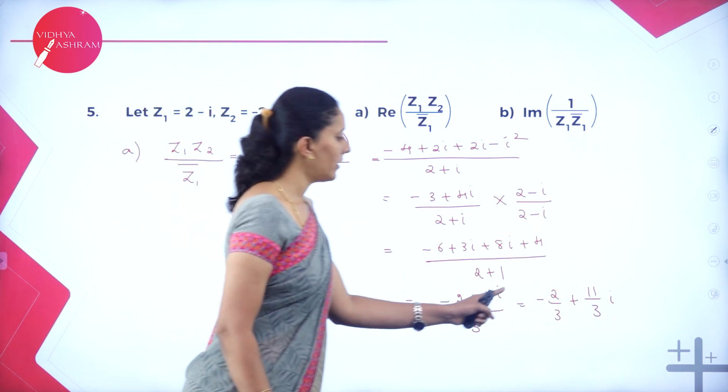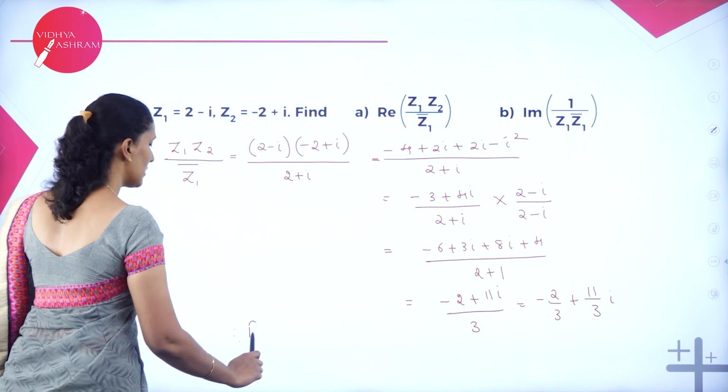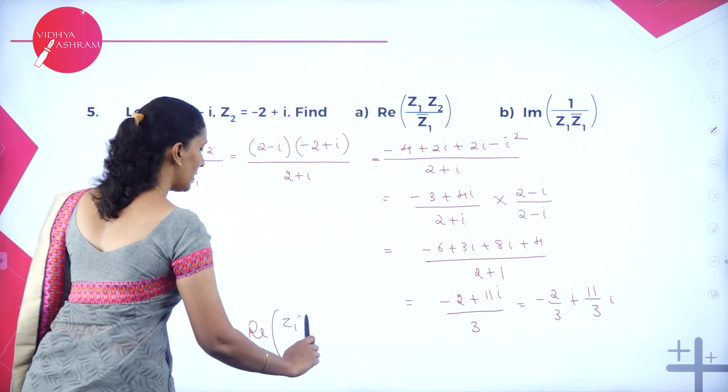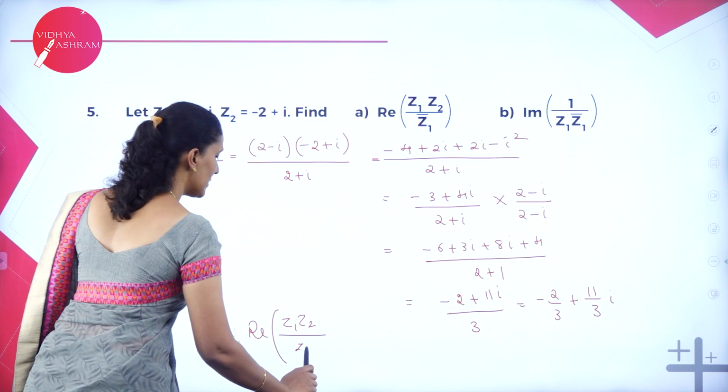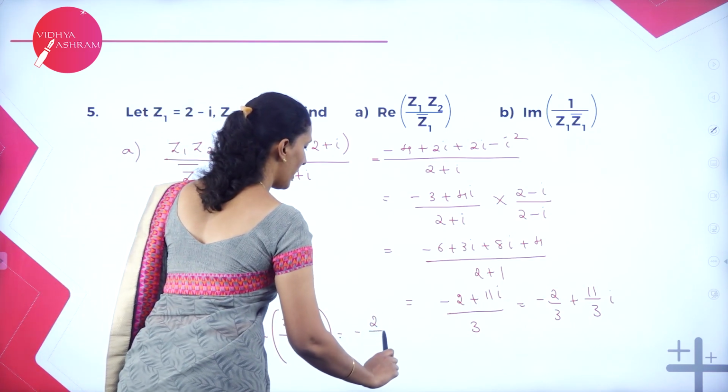Now I have separated the real part and the imaginary part. We need the real part, that is, the real part of z1 z2 over z1 conjugate is −2/3.